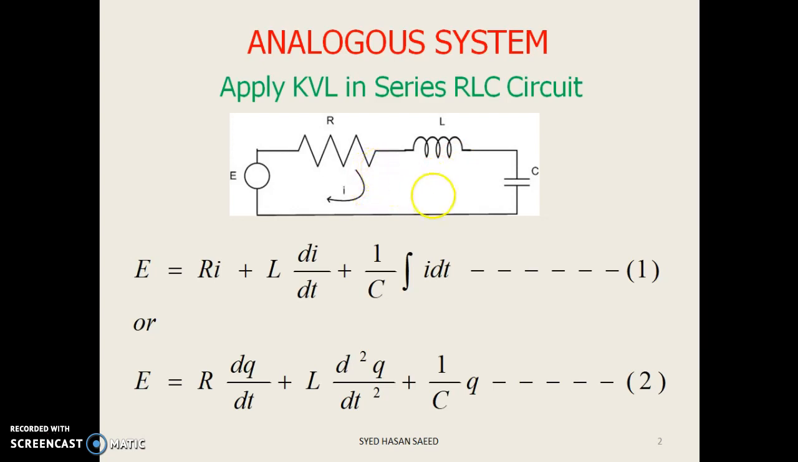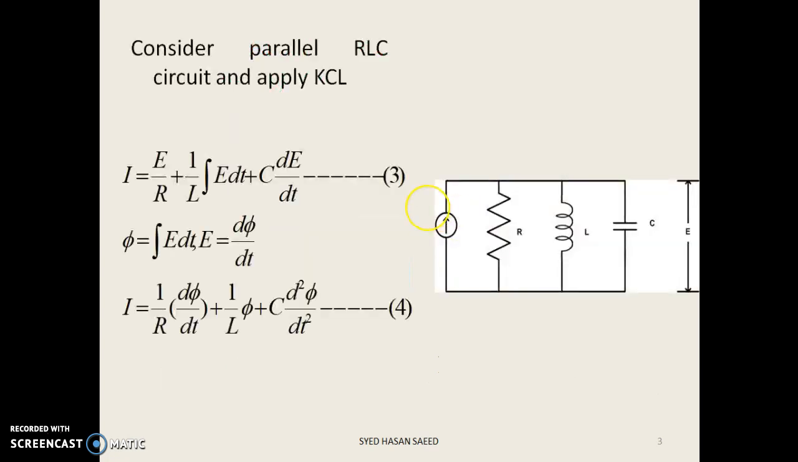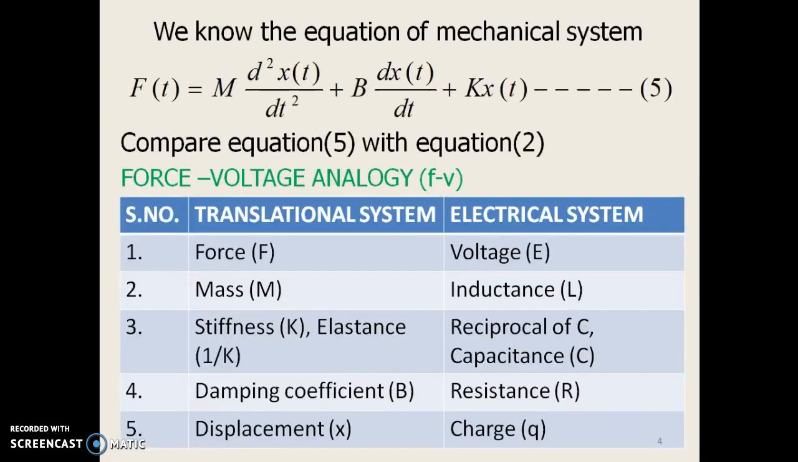Now take a simple RLC circuit. Here we apply the KVL and write equations 1 and 2. Now, in the second diagram, we take the parallel RLC circuit and apply the KCL and write equations 3 and 4 by applying Kirchhoff's current law. Now compare these equations with the standard equation of the mechanical system, which is represented by equation 5.